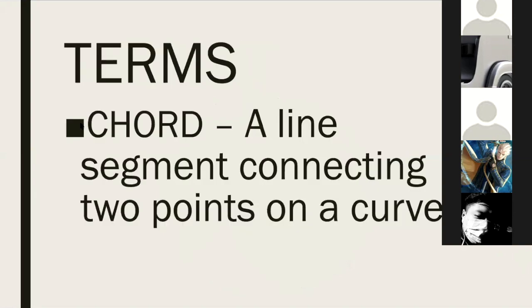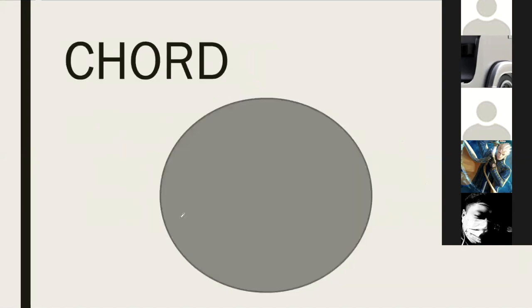Next, a chord. It's a line segment, just like the other two, connecting two points on a curve. So, what this means is that hindi lalabas yung chord. So, hanggang sa loob lang yung chord ng circle. So, a chord will only remain on the inside and will connect two points on a curve. So here, yung chord na to, nagko-connect sa point A at point B. So hindi siya lalabas, hanggang sa loob lang ng circle. Malinaw?